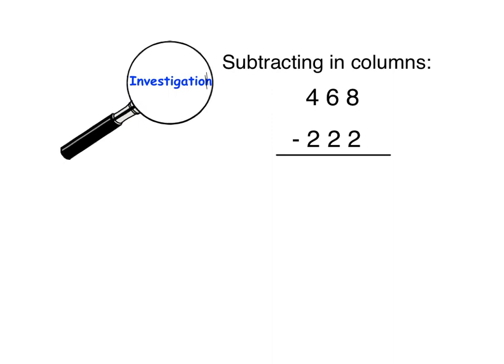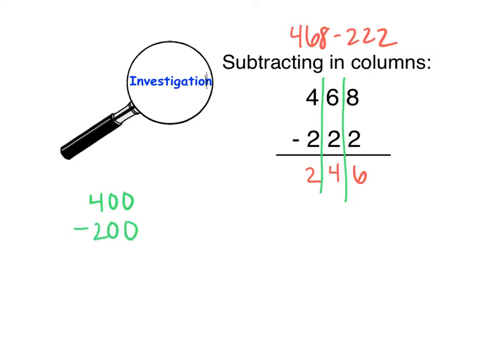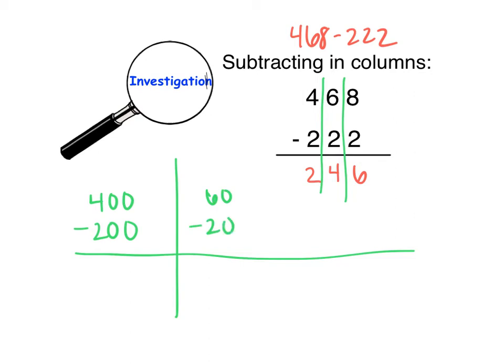So we'll look at a normal problem of 468 minus 222. So no negatives, nothing crazy like that. If I were subtracting these in columns, I would get 6, 4, and 2. Okay, here's what's happening in column subtraction. You are essentially breaking these up into 3 separate problems. So that first column relates to 400 minus 200. Then I would have 60 minus 20 and 8 minus 2.